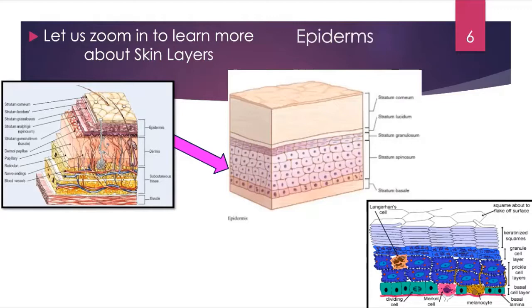It gets its nutrition mainly through the diffusion of fluid from the lower layer, which is the dermis. On the other hand, the dermis is a tougher layer of fibrous connective tissue, and it is rich in vascularization. It's rich in blood vessels. It has lymph vessels as well, and it gets its nutrients from the bloodstream. So these are the two differences. Also, the epidermis is made of epithelial tissue.